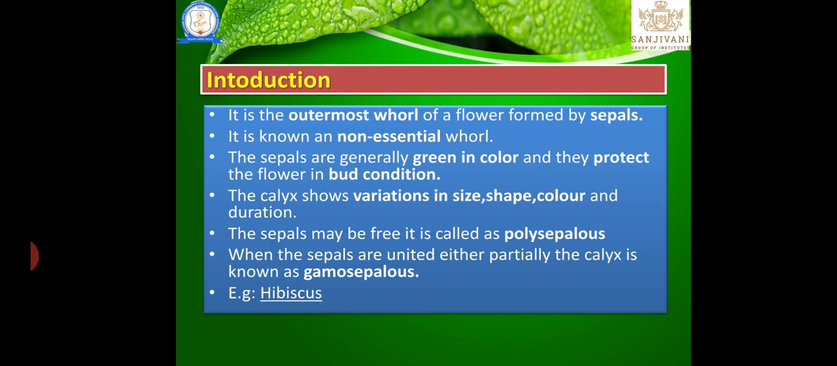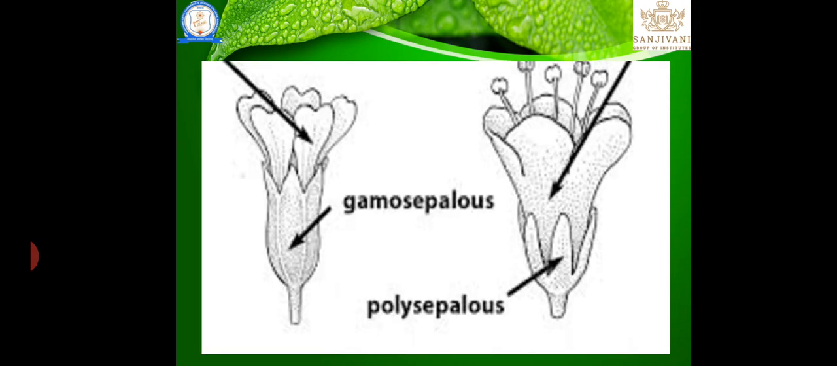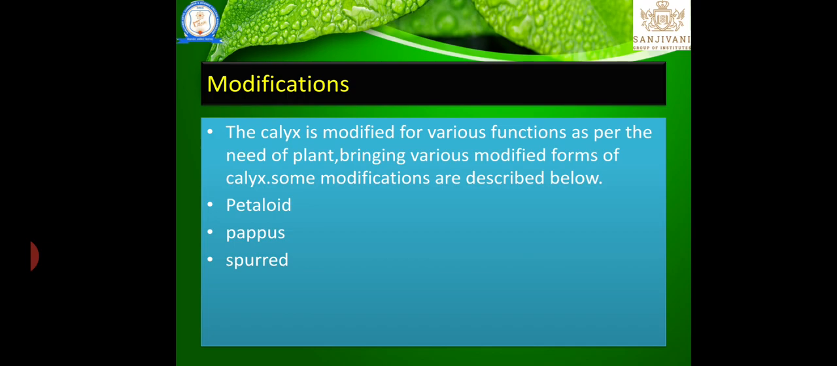The sepals may be free, which is called polysepalous. The sepals may be united, which is called gamosepalous. In the figure we can see the left hand image is gamosepalous and the right hand image is polysepalous. That means when sepals are fused, forming a tube, it is known as gamosepalous. When sepals are free, it is known as polysepalous.